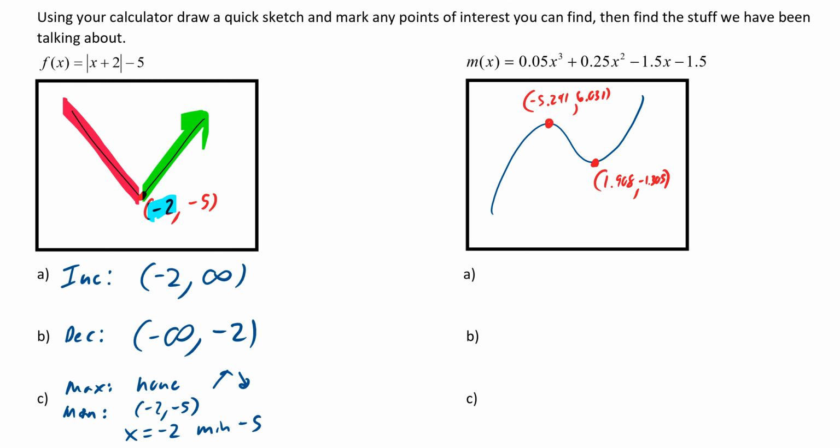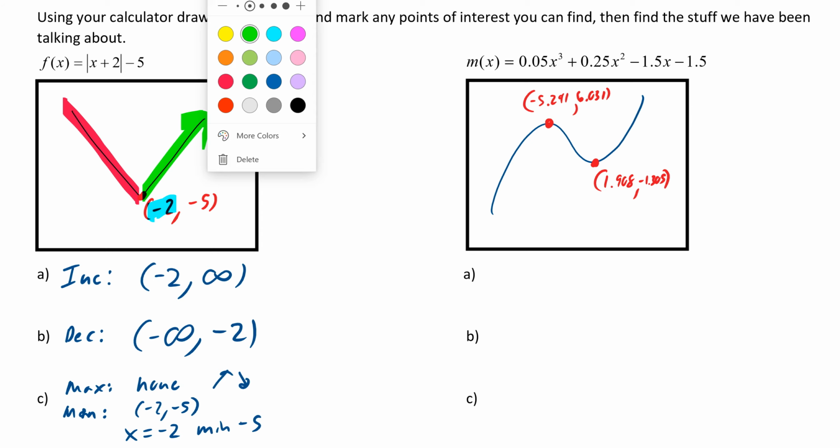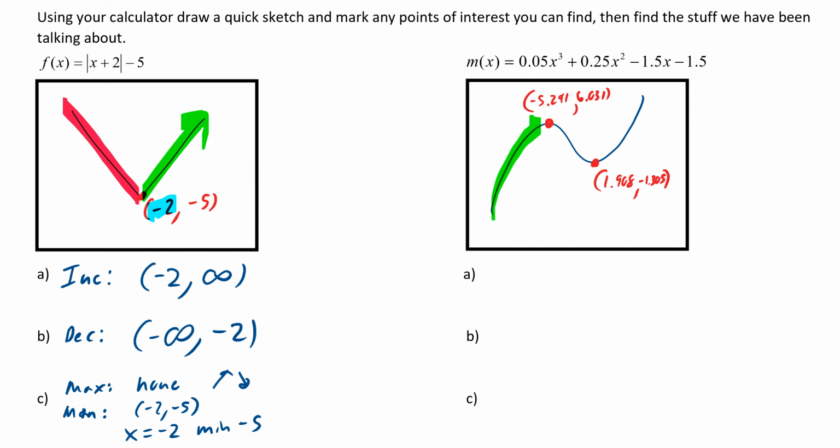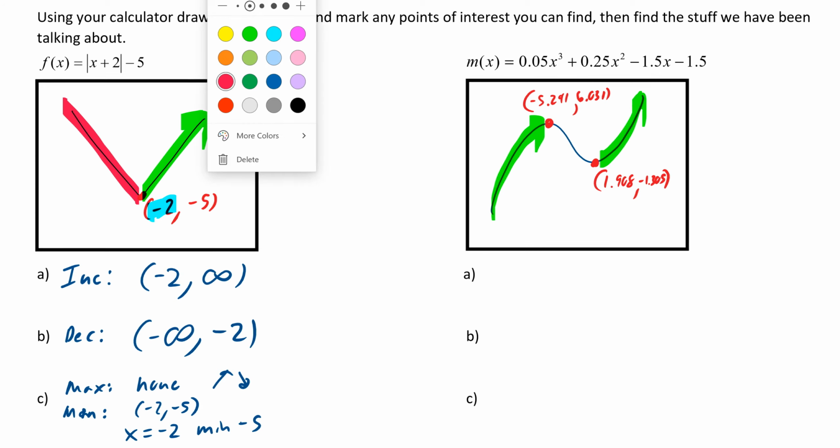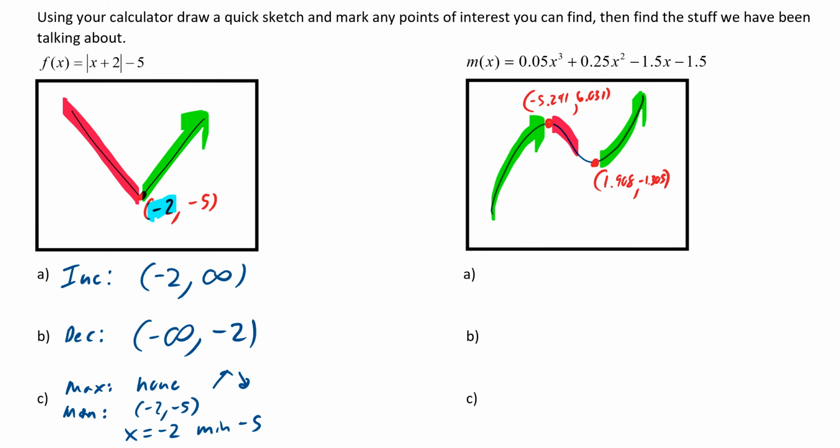And then now we just have to mark it. So we know it's going to start by increasing, and then decrease, and then increase over here as well. So we just need those points. That's it, just our critical numbers. So again, it increases from -infinity to -5.241. Then it's going to decrease.